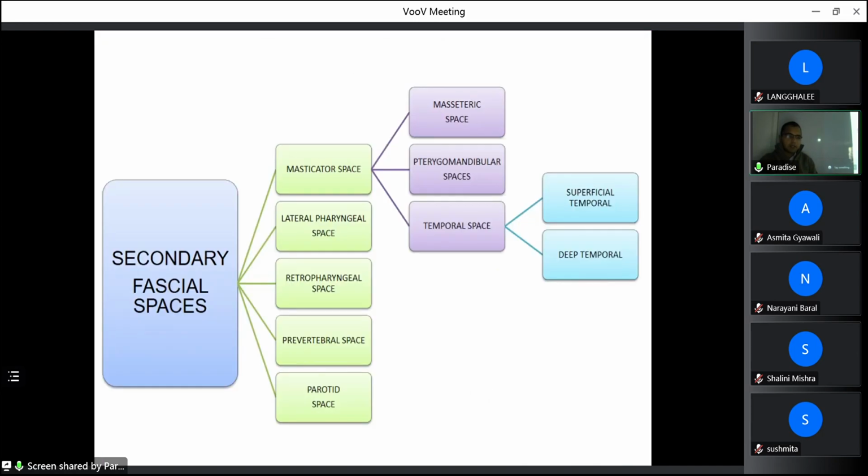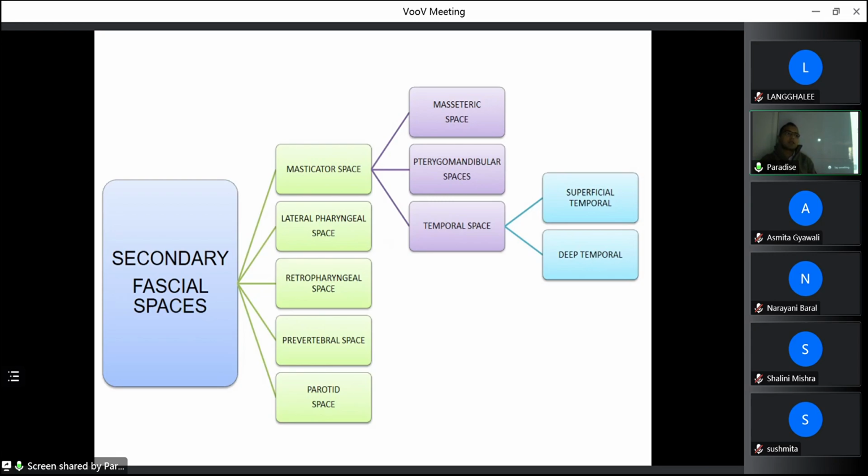Secondary facial spaces are, there is something called masticator space, there are submaxillary space, pterygomandibular space, temporal space. Temporal space is again divided into superficial temporal space and deep temporal space. It is called masticator space because those spaces are associated with muscles of mastication. There are 4 types of masticator space: maxillary space, or it is also known as submaxillary space.